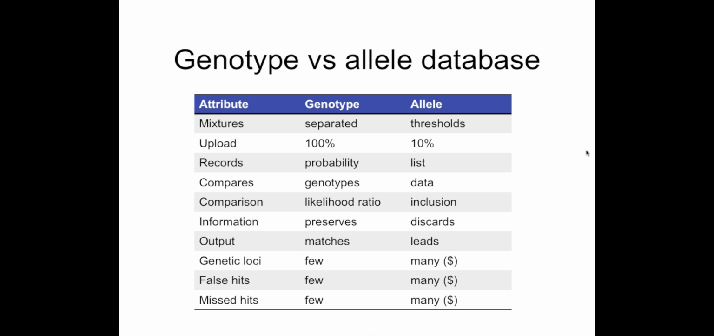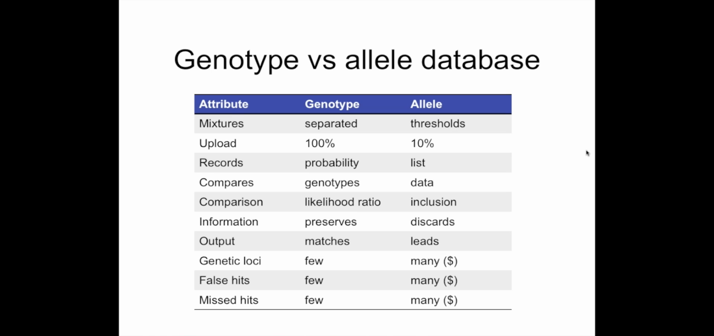What about false hits? If the method is sensitive and specific on a genotype database with likelihood ratios, then there are a few false hits. But there can be many false hits if the uploads aren't filtered on an allele database, and that can lead to a lot of cost, particularly to law enforcement and crime labs, as leads have to be chased down and hits have to be confirmed. In order to address that, what is uploaded is filtered by regulations.